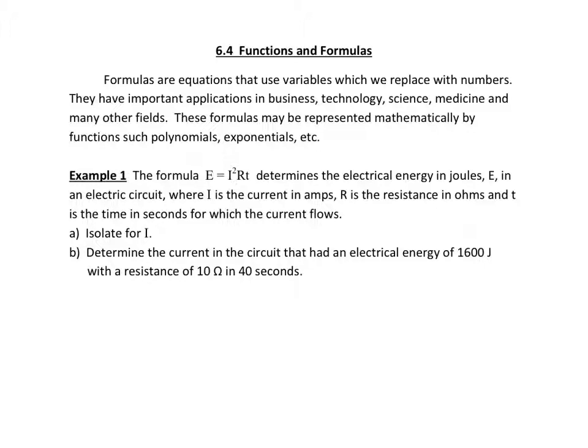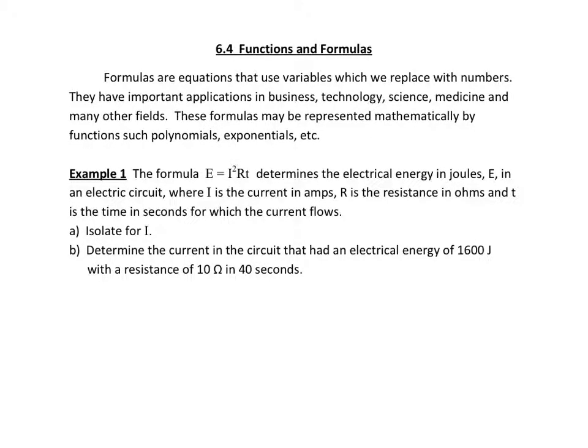In this first example, it says the formula E equals I squared RT determines the electrical energy in joules, E, in an electric circuit, where I is the current in amps, R is the resistance in ohms, and T is the time in seconds for which the current flows. First of all, it says isolate the I in the formula. So in other words, in part B, we're interested in solving for the current.